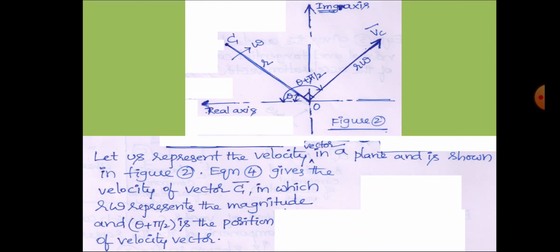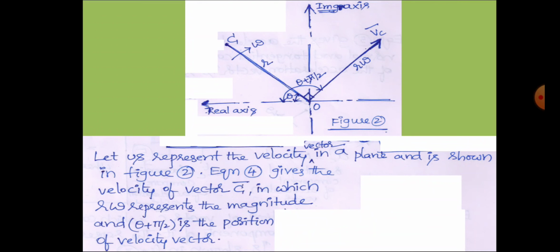But here it is theta plus pi by 2, therefore perpendicular to displacement from the origin, you draw a vector of any length first of all at an angle of theta plus pi by 2, and on that vector take a magnitude equal to R omega and cut it. Then you will get a velocity vector. So now the equation 2 gives the velocity vector in which R omega, as I said already, is the magnitude, and theta plus pi by 2 is the position.